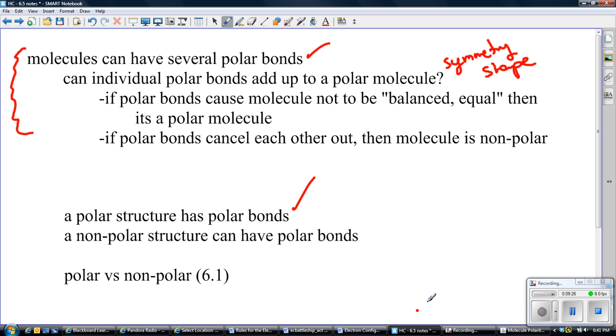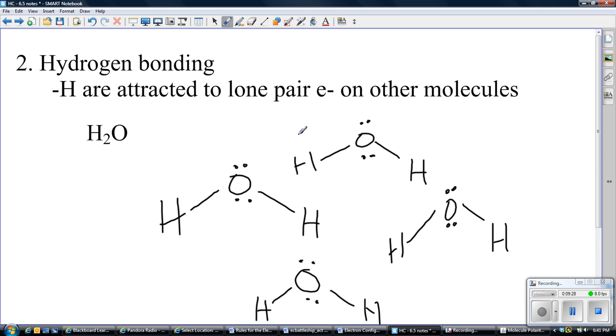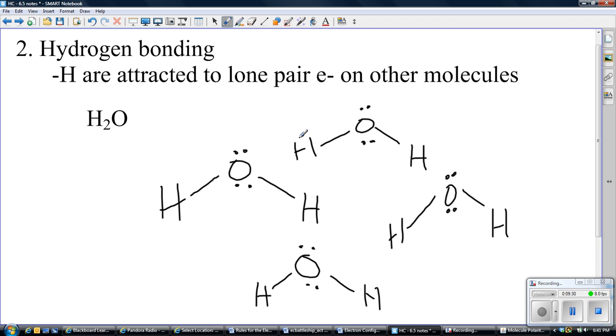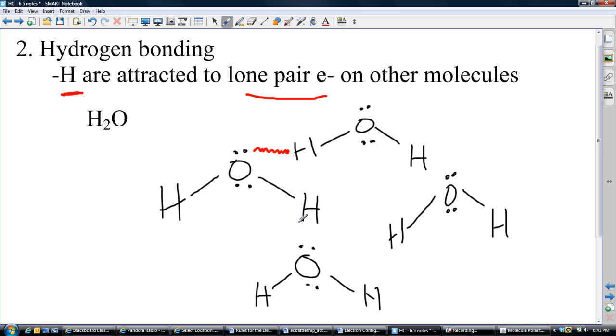All right, the next type of intermolecular force is called hydrogen bonding. This one's real simple to understand. If a molecule has hydrogen in it, it could have hydrogen bonding. Here's what we're looking for when we talk about hydrogen bonding. We're going to have a hydrogen that is attracted to lone pairs of electrons on other molecules. So what we have here is a hydrogen, and it's going to be attracted to that lone pair of electrons.